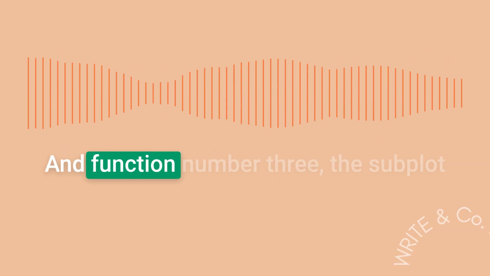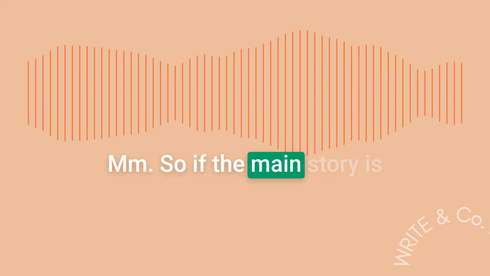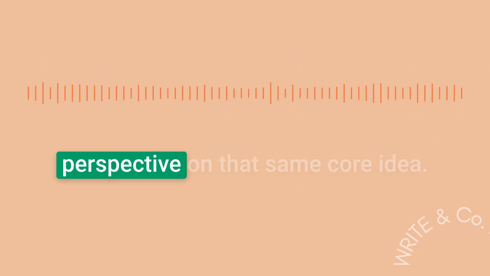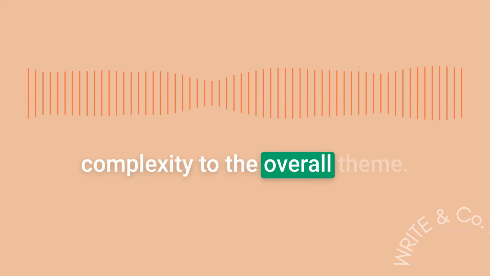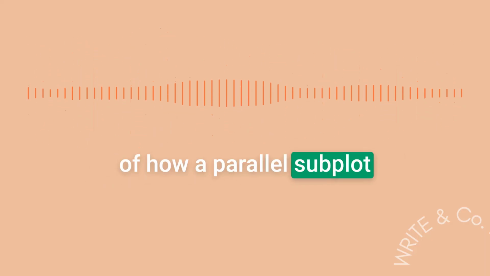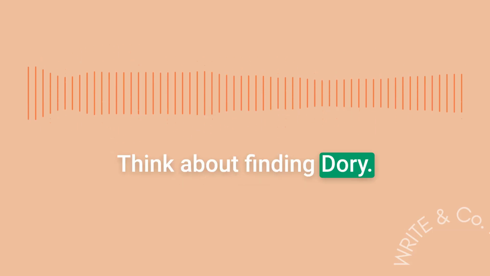Perfectly put. Okay, and function number 3. The subplot explores an additional thematic angle. So if the main story is fundamentally about one core idea, the subplot can offer a slightly different perspective on that same core idea. It provides layers and complexity to the overall theme. Okay. Could you give us an example of how a parallel subplot achieves that, like explores the theme from a different angle? Sure. Think about Finding Dory.